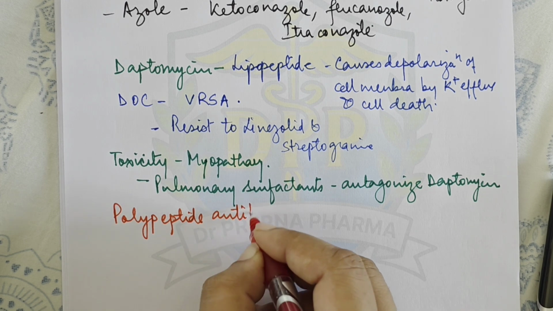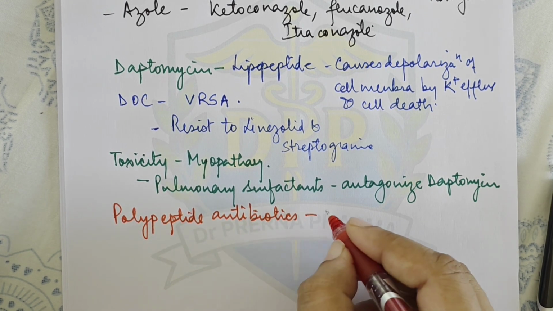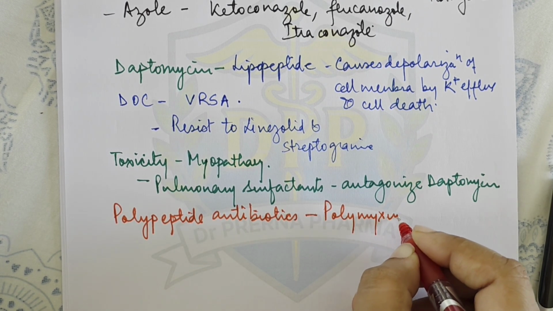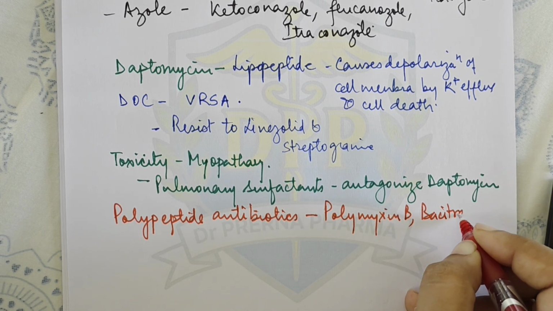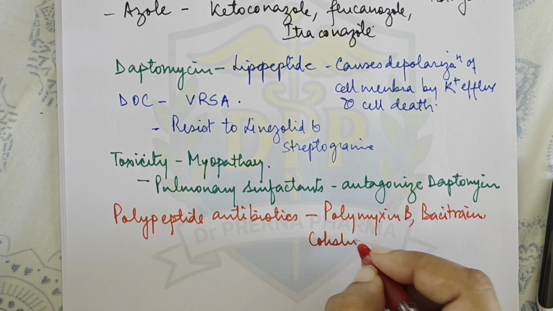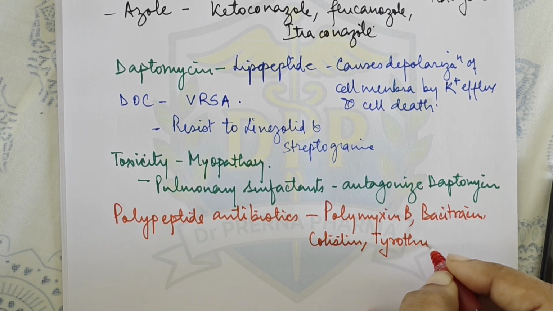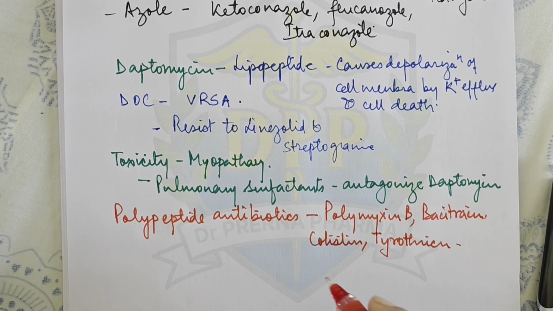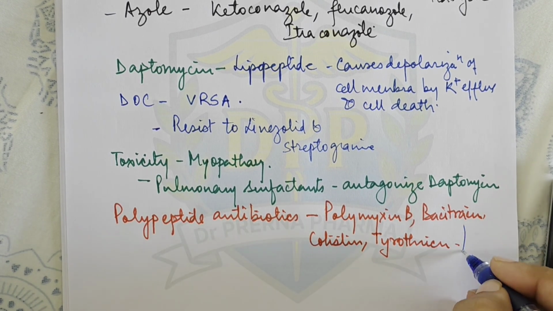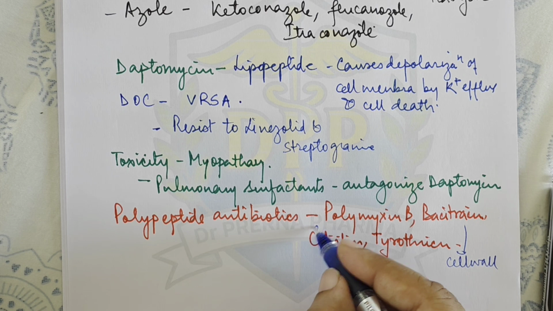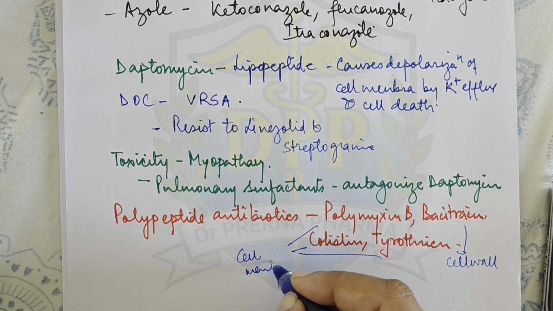Okay, next we have polypeptide antibiotics. Polypeptide antibiotics include polymyxin B, bacitracin, colistin, and tyrothricin. Now all these except bacitracin affect the cell membrane. Bacitracin is the only drug which inhibits the cell wall. The rest all inhibit the cell membrane.